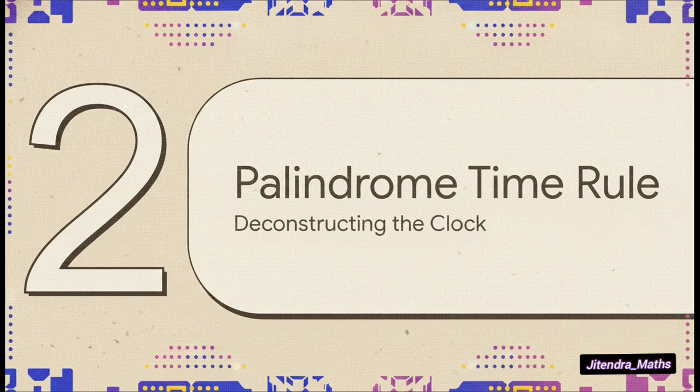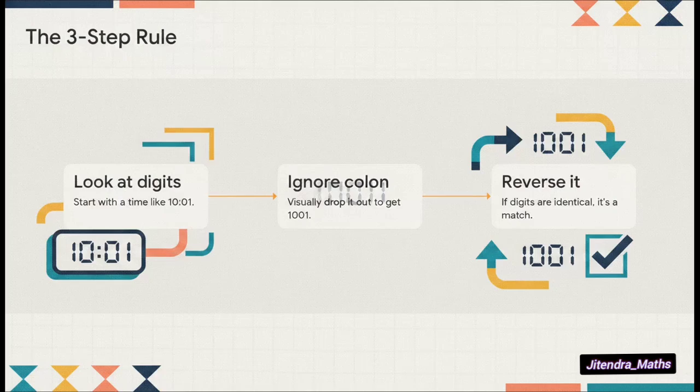Let's see how this actually works on a digital face. So this breaks down into a really simple three-step visual deconstruction. Step one, you take the digits on your clock, let's say 10:01. Step two, and listen, this is the absolute secret to making this whole thing work. You have to visually drop the colon out of the equation. Just pretend it's not there. So 10:01 becomes this solid number block, 1001. And finally, step three, reverse it. 1001 reversed is, yep, still 1001. Boom, you've got a verified palindrome time.